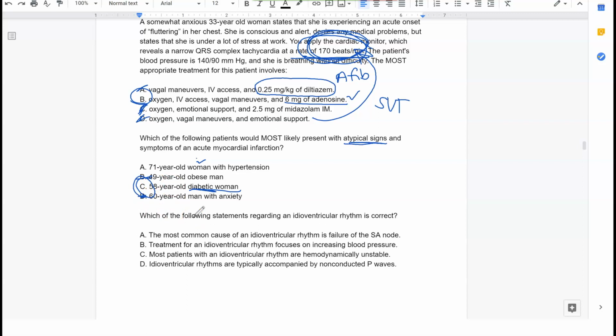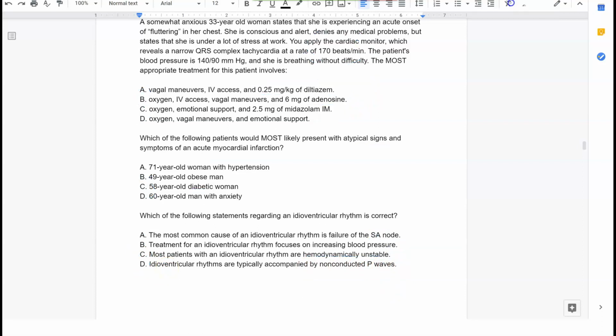Which of the following statements regarding an idioventricular rhythm is correct? The common cause of idioventricular rhythm is a failure of the SA node. I mean, if this said AV node, perhaps. But no, there's a lot of other stuff standing between the SA node and the idioventricular pacing. Treatment for idioventricular rhythm focuses on increasing the blood pressure, possibly. Most patients with an idioventricular rhythm are hemodynamically unstable. Yeah. Idioventricular rhythms are typically accompanied by non-conducted P waves. No. Well, idioventricular rhythms are hemodynamically unstable.